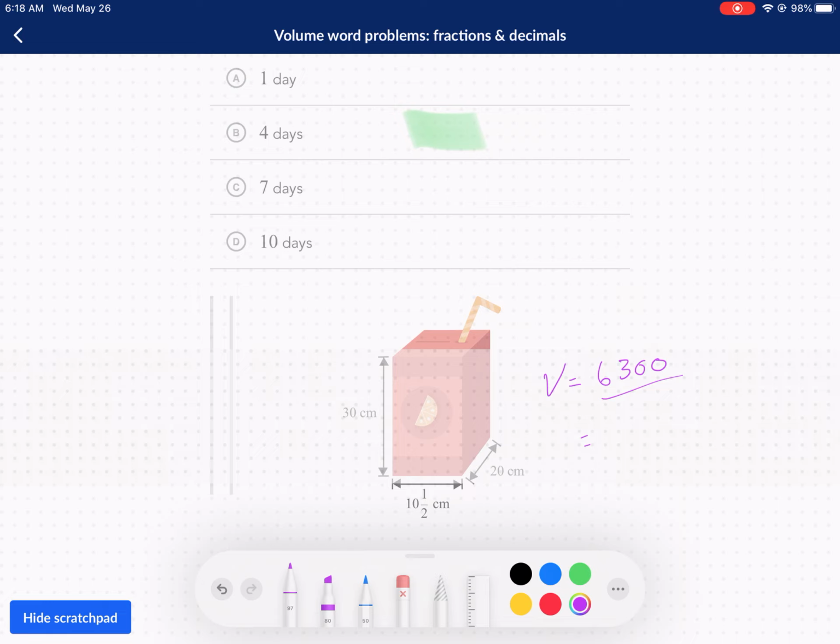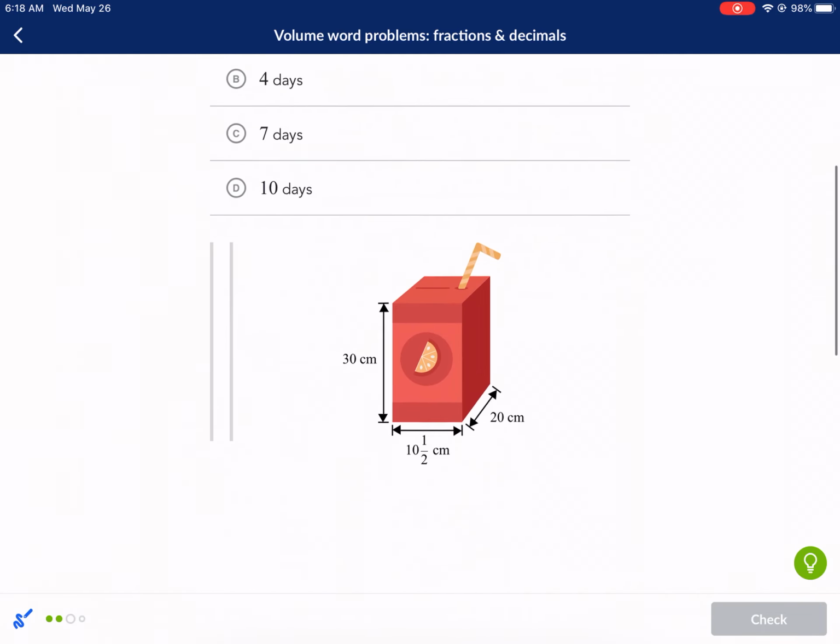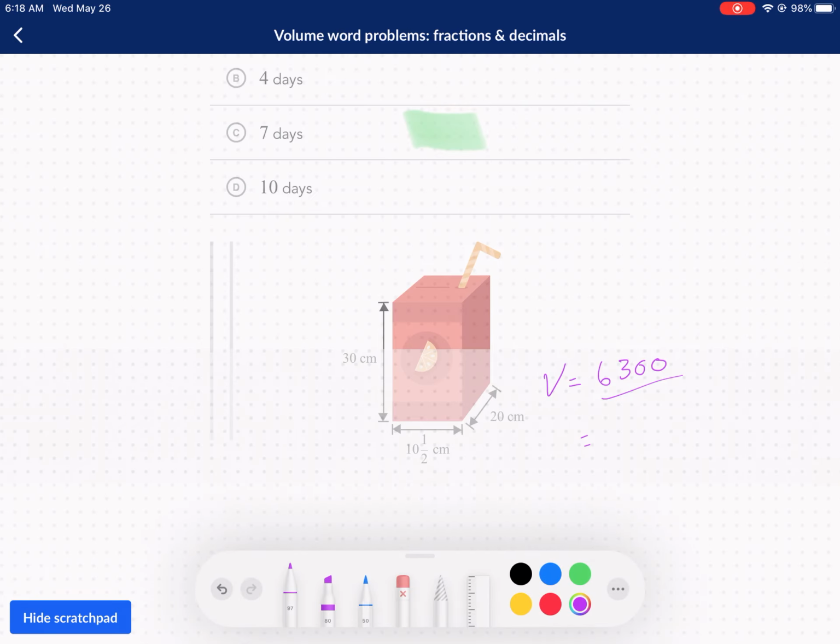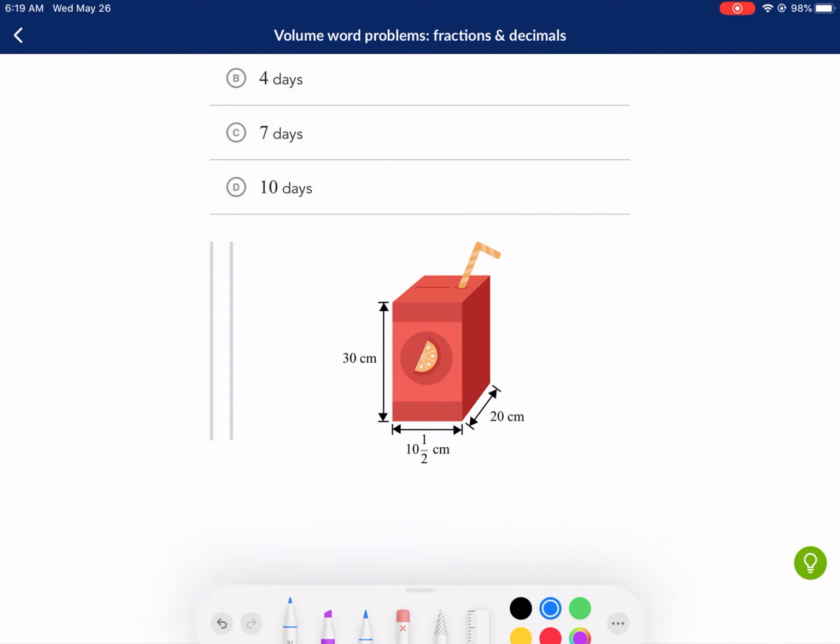So 10.5 times 20 times 30. That's the volume of the juice box. And then how much does he do per day? 630. Okay, another oddly specific dude. We're going to divide by 630. Oh, this one's easy. So once we do that, we're just going to essentially cancel out those, and we're going to be left with 10. So 10 days it takes them to drink this enormous box of juice.